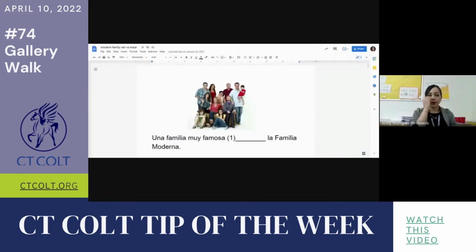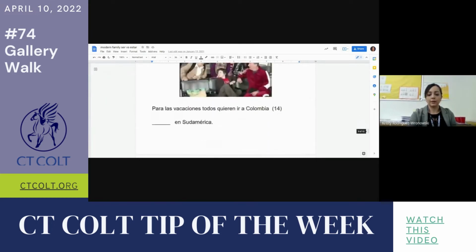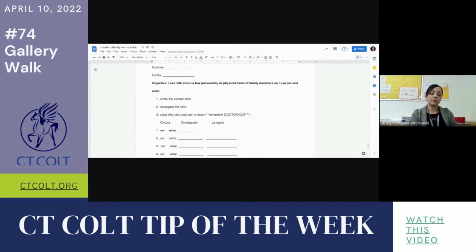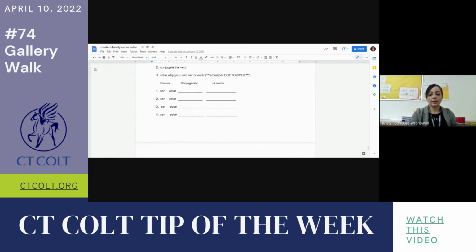So this gallery walk, I printed out in color and I laminated it and I posted them around the hallway. And students were given an answer sheet so they could fill out this gallery walk. So this is what the answer sheet looked like. So I have the objective, which is I can talk about a few personality or physical traits of family members as I use that in estar. So they had to do three things. They had to first figure out, based on the image and the sentence, if they have to use ser or estar. Then they have to conjugate it, and then they have to give me the reason.